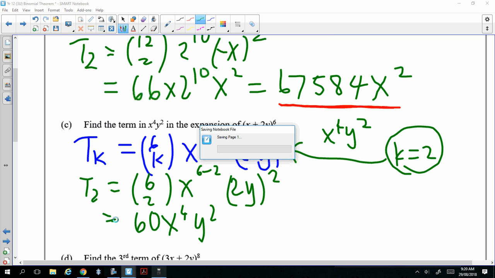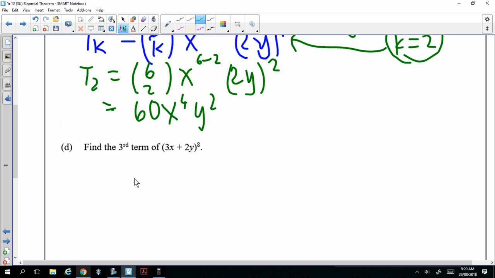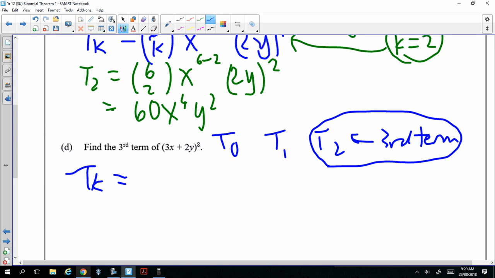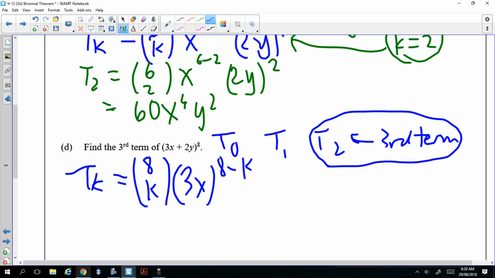All right, try the next one. Next one says third term. Be careful. Third term is not T3, because it starts with T0 as your first term. T1, T2. That's the third term. So find T2. So find Tk first, then T2. So it will be 8Ck, 3x to the power of 8 minus k. Then you do 2y to the power of k. And then substitute 2 in. 8C2.